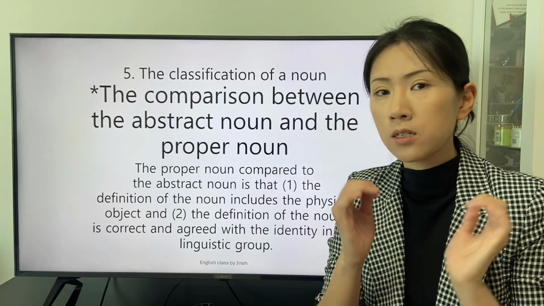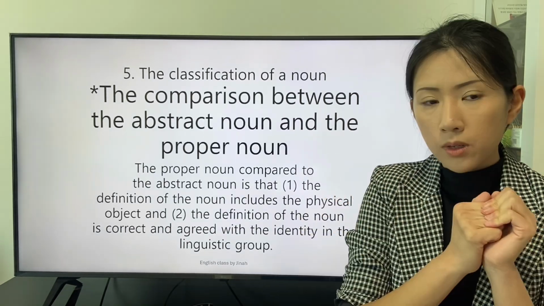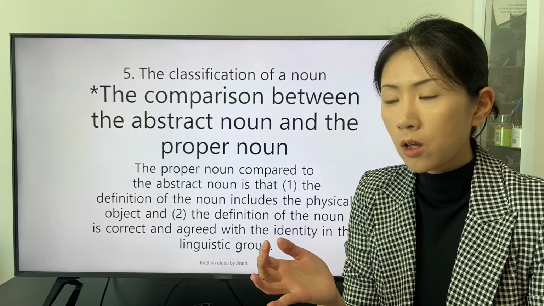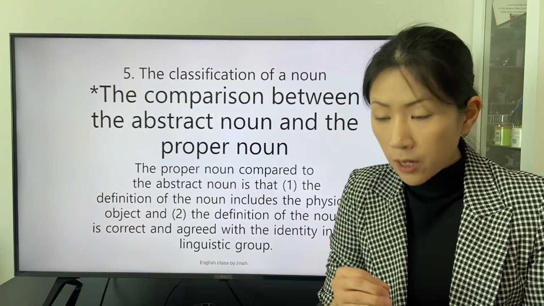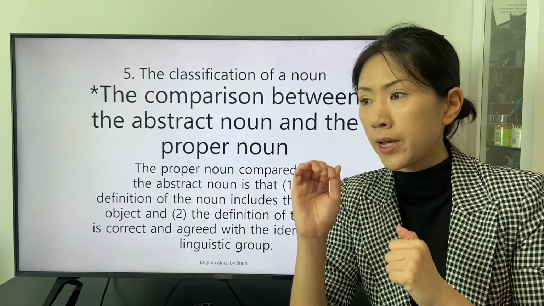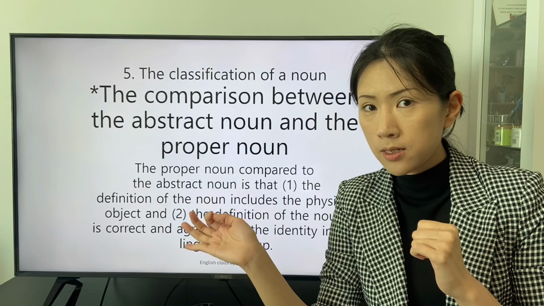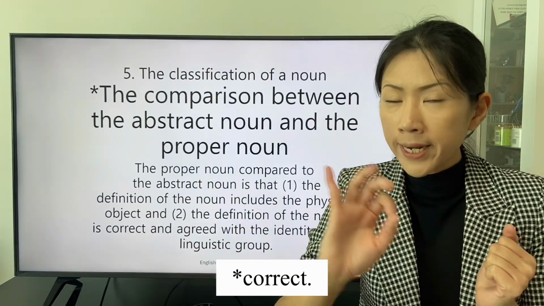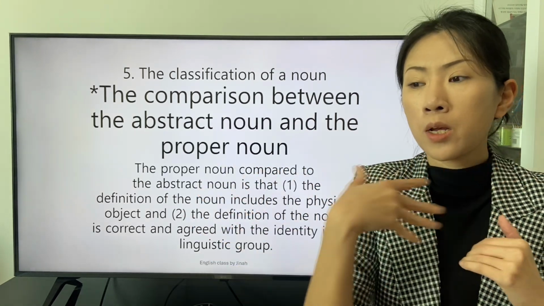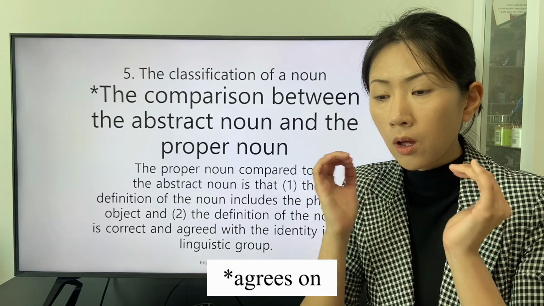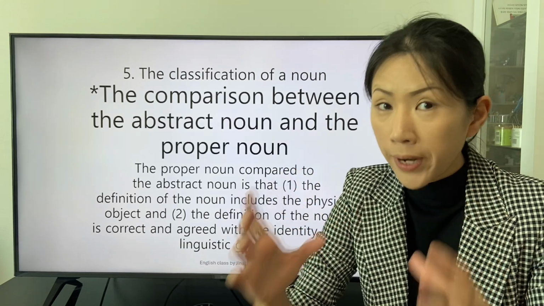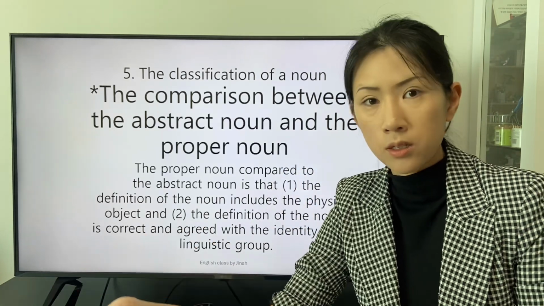The first one is that the proper noun is defined with the physical object compared to the abstract noun. The second feature of the proper noun is that the definition to define what the noun is, is correct. So each person in a linguistic group uses the correct definitions to define the proper noun.